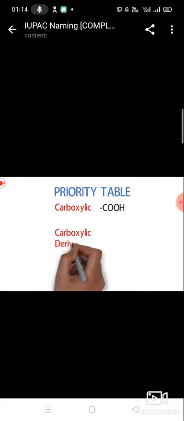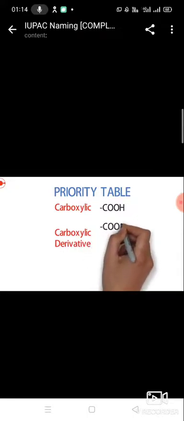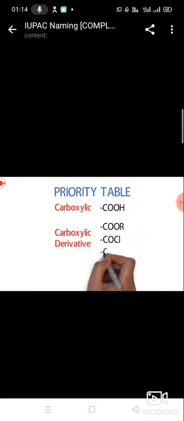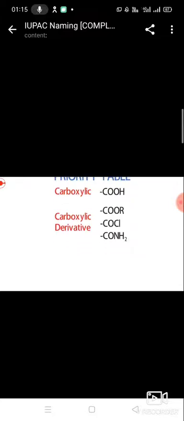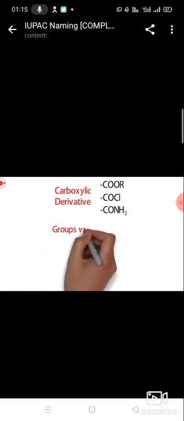Carboxylic acid, carboxylic derivatives, COR, COCl, CONH2. They are the carboxylic derivatives. R means it is any alkyl group, either methyl or ethyl. And COCl and CONH2. So we have to give priority in such a way. Carboxylic acid should get the higher priority, and all those others will get the next priority.